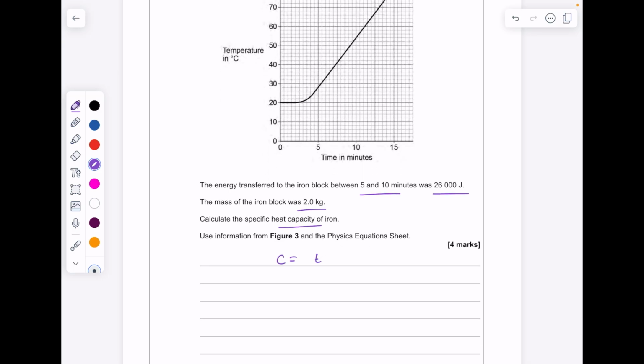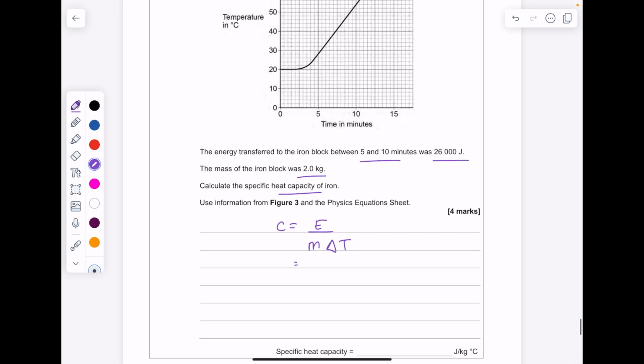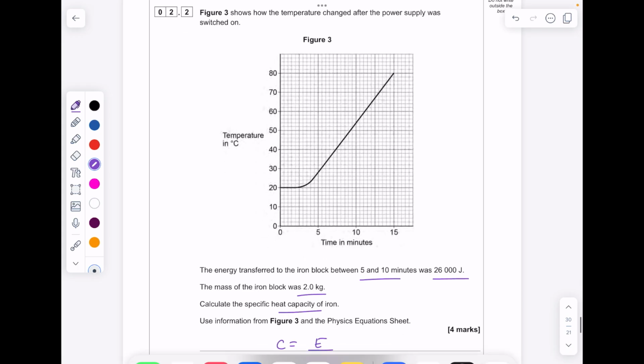So here's the equation we want to use. Specific heat capacity is energy divided by mass times change in temperature. So we know that the energy transferred was 26,000. The mass we were told was 2 kilograms. The temperature change needs to be between 5 and 10 minutes.